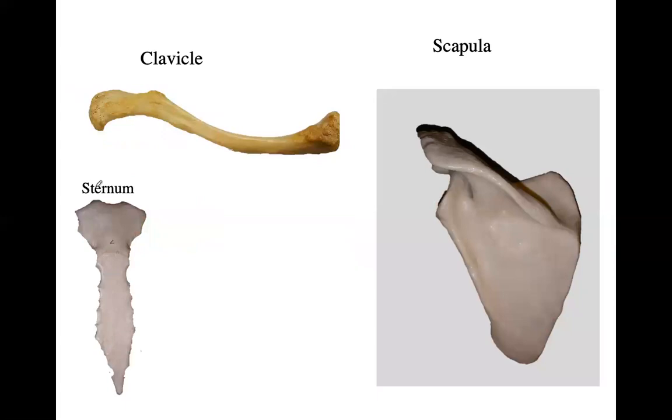Now, moving up, some of the structures associated with your thoracic region, you have your clavicle. Some people refer to this as the collarbone. You have the sternum, and then you have your scapula, which is a point of attachment between the axial and appendicular skeleton.